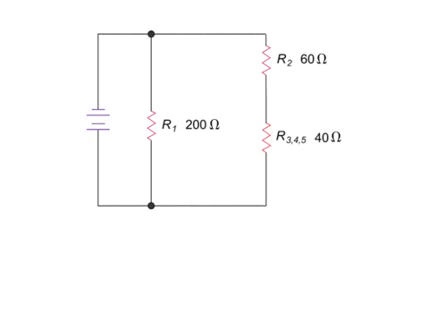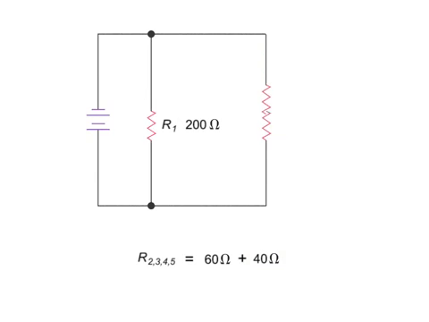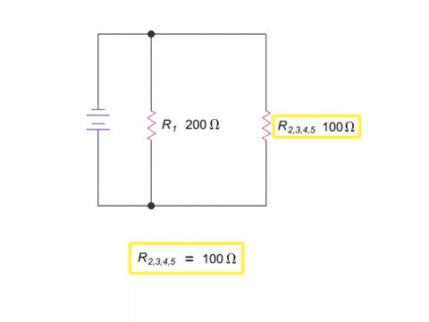Now we have further reduced the circuit to two resistors in series, R2, and the equivalent resistance of the R3, R4, and R5 resistors. Again, because we have resistors in series, we can simply add the 60 ohms to the 40 ohms to get a combined value of 100 ohms.